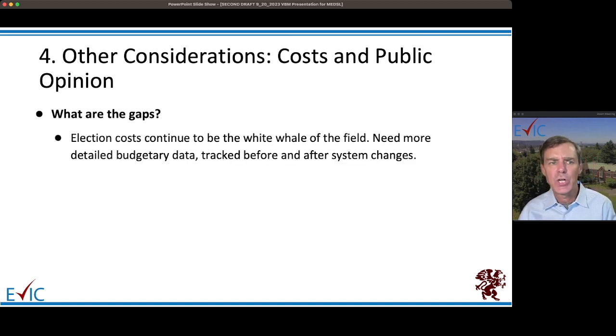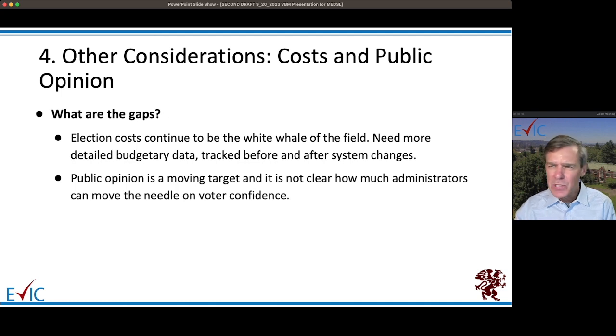The gaps here. Election costs continue to be the white whale. We don't have ongoing, consistent collection of budget information, so we can't really track what happens when you put in place vote by mail or something else. Public opinion is also a moving target. We encourage election officials to communicate, to educate, but we don't really have a good sense about the lasting impact of that on voter confidence. We don't know whether our efforts should be focused at other actors in the political system as a way to try to ameliorate some of these really disturbing trends, in declines in confidence and trust.